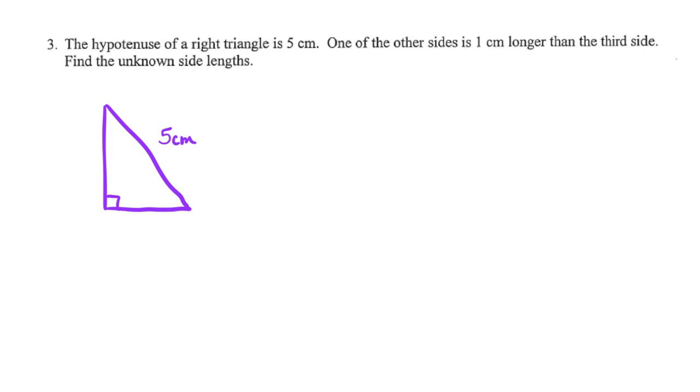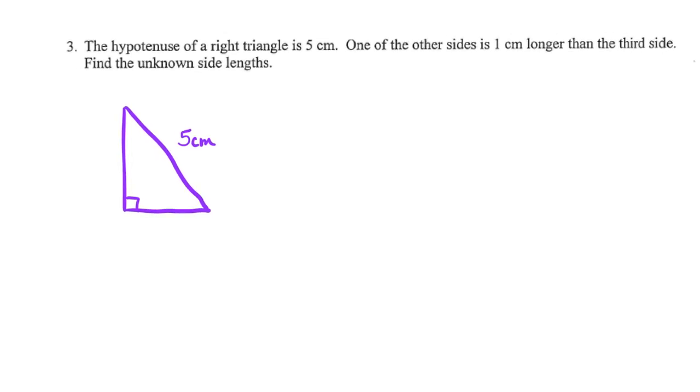So my tendency is to always want to make my variable, as much as possible, I shouldn't say always, as much as possible, I want to make my variable the smallest thing. That way I can build up to it. So we've already had that discussion. So I would be inclined to say I'm going to allow x to be the smallest side, and then the next larger side has to be an x plus 1.